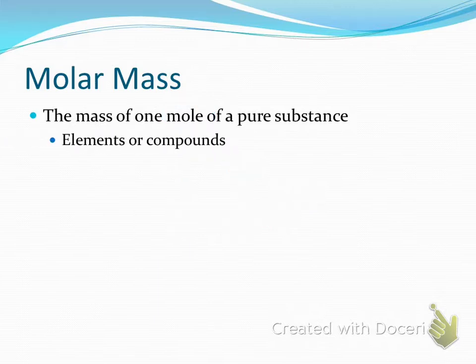You can find the molar mass of both elements and compounds. Finding the molar mass of an element is really, really easy. You just look on the periodic table. Finding the molar mass of a compound is what we're going to deal with today. Is what we're going to learn how to do today.